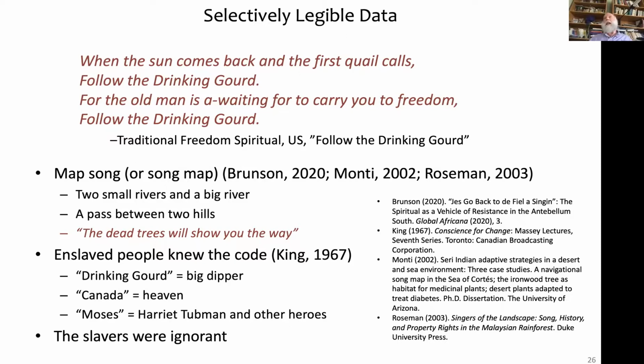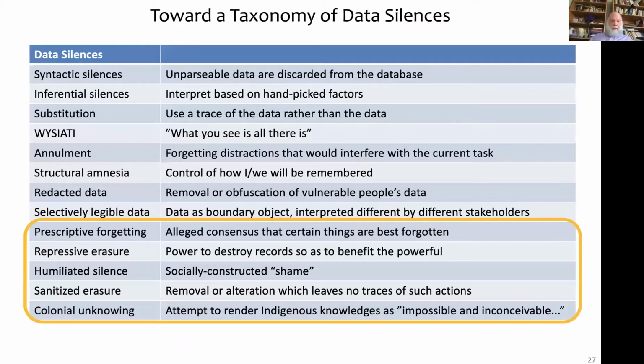People who were enslaved knew the code, could decode it, could use it to achieve freedom, and the slavers had no idea. And so people could sing this song and teach this song in front of the slavers and then run. And it was therefore silent to the slavers and extremely clear, extremely audible, extremely legible to the people who needed to know. Now we get to the ugly part.